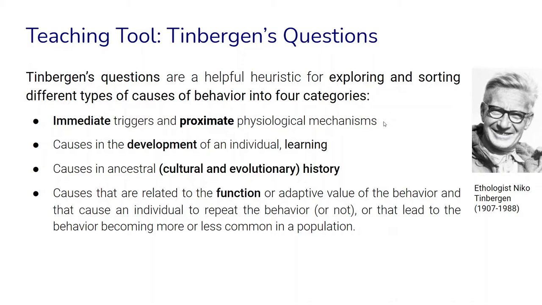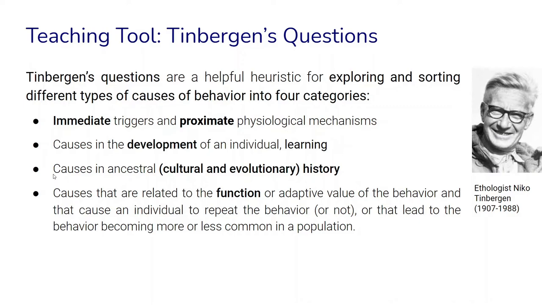The first is to look at what are some immediate triggers and proximate physiological mechanisms that triggered and caused a behavior. In the time frame of just milliseconds to minutes, what happened in the environment that the individual reacted to, what happened in the brain, what kind of hormones were active, and so on. Then another set of causes is to look at the developmental history of the individual that we're looking at, the learning history. How come this individual tends to now react like this? How was this kind of behavior learned? Who influenced that individual during its development?